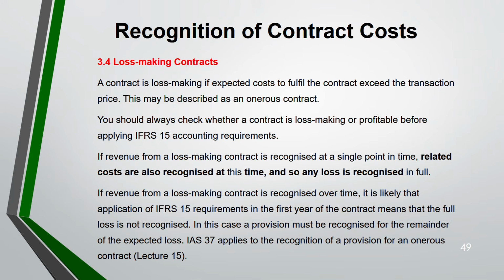If revenue from a loss-making contract is recognized over time, it is likely that the application of IFRS 15 in the first year of the contract means the full loss can't be recognized. So in this case, you have to recognize a provision for the remainder of the expected loss, and provisions are dealt with under IAS 37. Okay. Recognition of a provision for an onerous contract will be dealt with in lecture 15 for IAS 37.